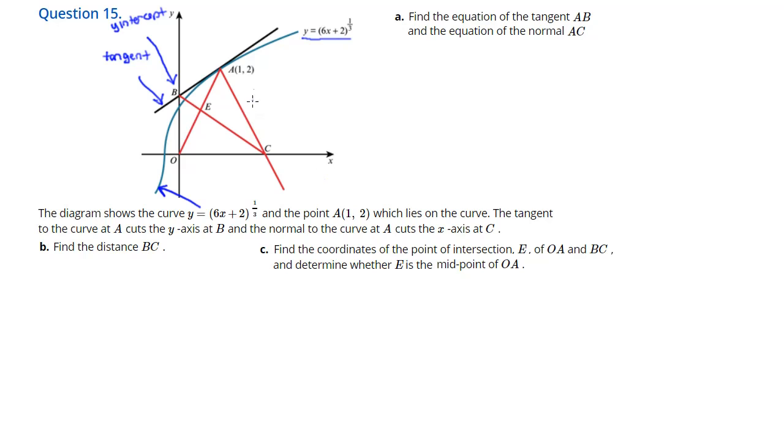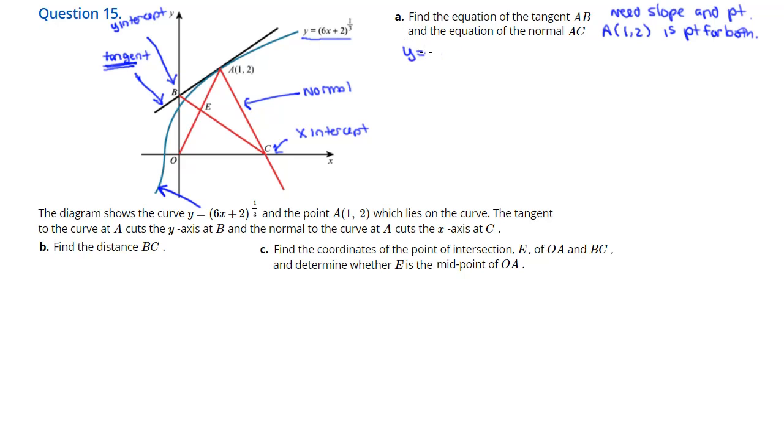Let's see, what else can we figure out? We can figure out that this AC, they tell us that's the normal. And obviously C cuts the x-axis, so that's an x-intercept. All right, so the first thing we got to do is find out what the tangent line's equation is. We got to find the tangent line and the normal, and luckily they both go through the same point A, which is (1, 2). So we already know our point. What we need to do is figure out our slopes. We're going to use a derivative to find the slope of the tangent line. And once we have that, we'll take the opposite reciprocal, and that'll be our normal.